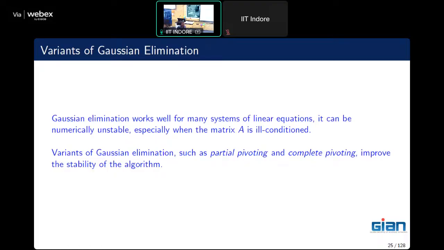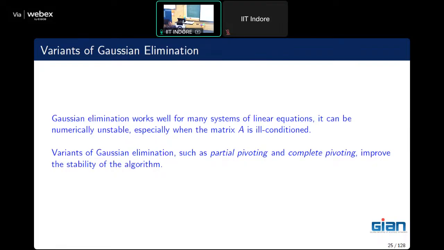Ill-conditioned means that when you make a small change to the matrix, its solution gets a large change. Say you change one entry of the matrix a little bit, for example by 10 to the power minus 3, and the solution changes enormously. In that case, that matrix is called ill-conditioned. Variants of Gaussian elimination, such as partial pivoting and complete pivoting, improve the stability of the algorithm.